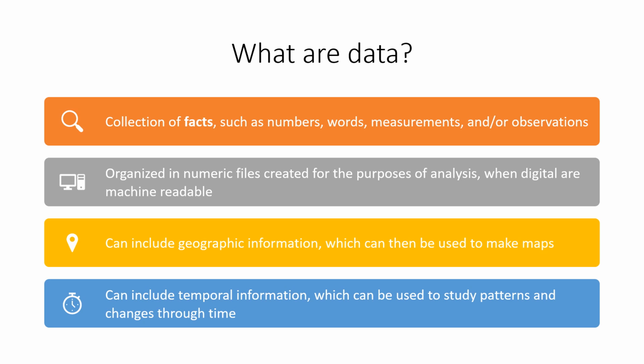Data can include geographic information, which can help our understanding of spatial patterns, especially when it's mapped. Lastly, data can include temporal information, which can be used to determine temporal patterns.